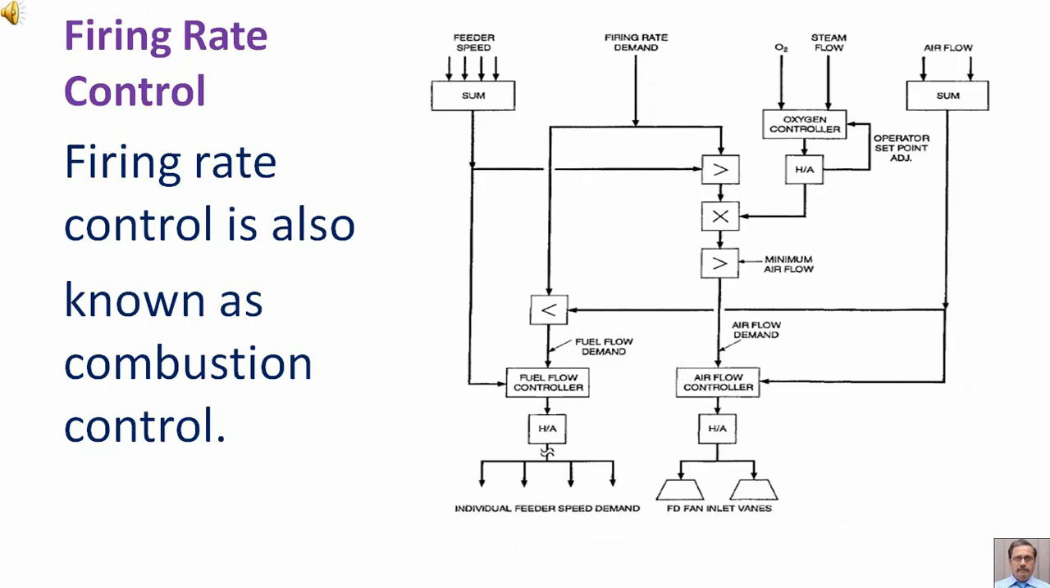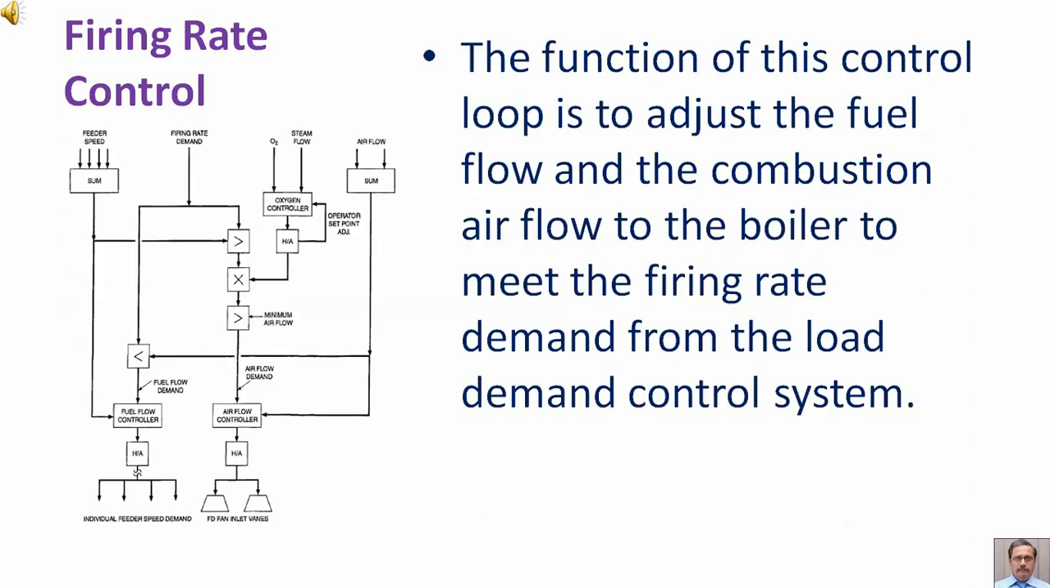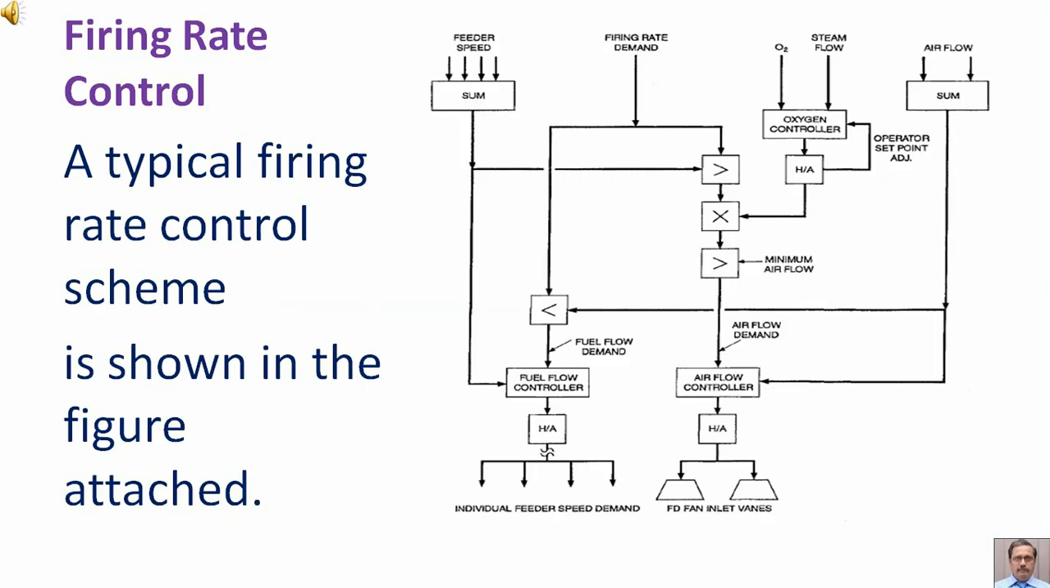Firing rate control. Firing rate control is also known as combustion control. The function of this control loop is to adjust the fuel flow and the combustion air flow to the boiler to meet the firing rate demand from the load demand control system. A typical firing rate control scheme is shown in the figure attached.